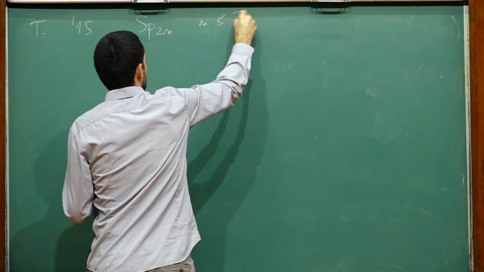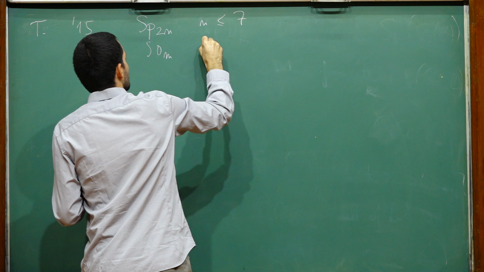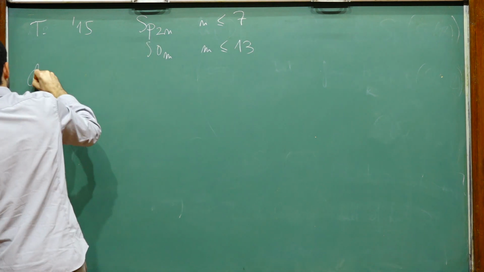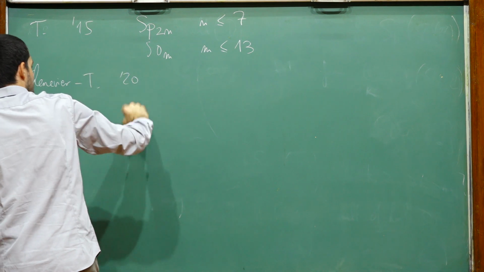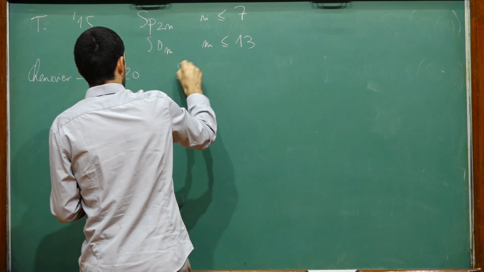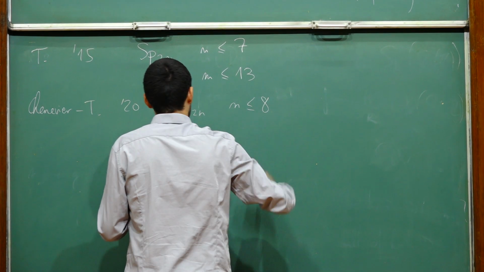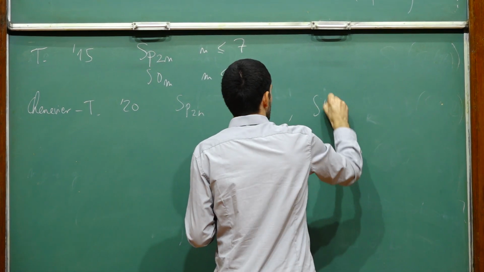I did SO_n for n at most 7 and SO_m for m less than or equal to 13. And then more recently, with Gaëtan Chenevier, we improved this to up to SP16 and SO17.